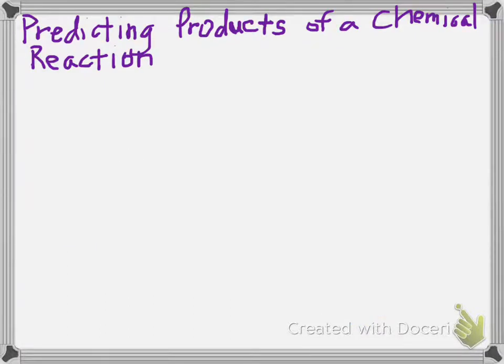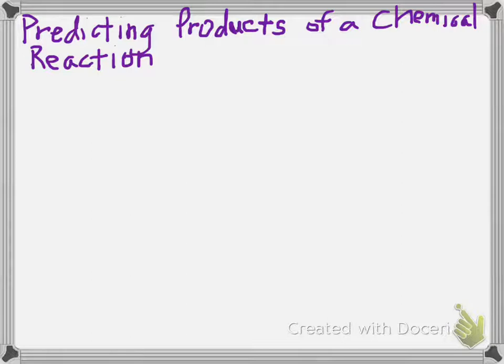All right. Our last part here is about predicting the products of a chemical reaction. So what you're going to see now on homework and such is all you will be given are the reactants, whether that's in a sentence form or whether that's formulas, okay? They'll just give you reactants and expect you to be able to predict the products.